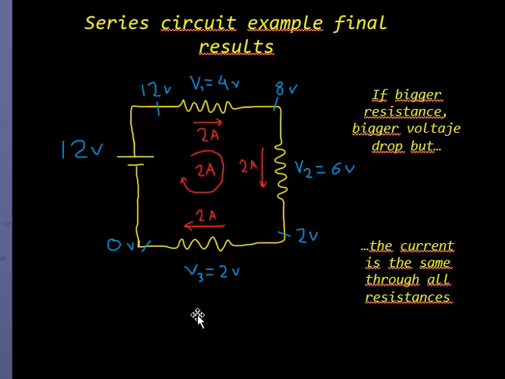So as a summary, this would be the circuit with all the calculations. This is a circuit with 12 volts. The total current is 2 amps. The individual current is 2 amps because they are in series connection, and the voltage drop in this resistance is 4 volts, in this one is 6 volts, and in this one is 2 volts. Okay, now it's your turn to solve a different circuit.